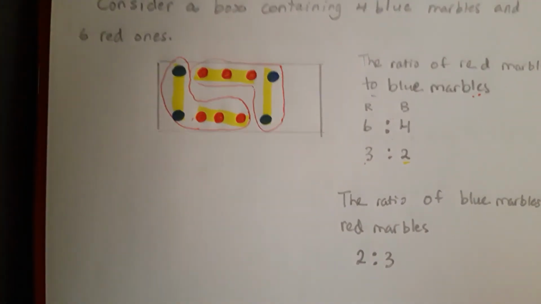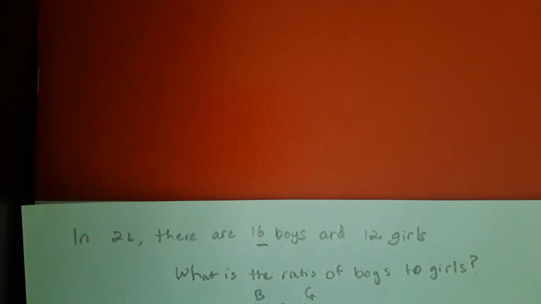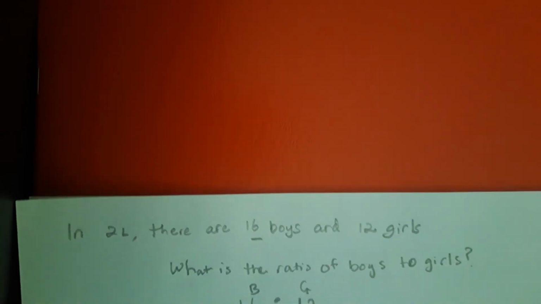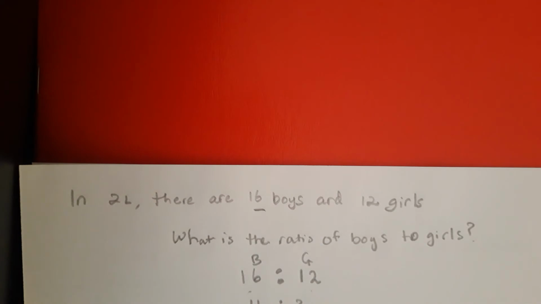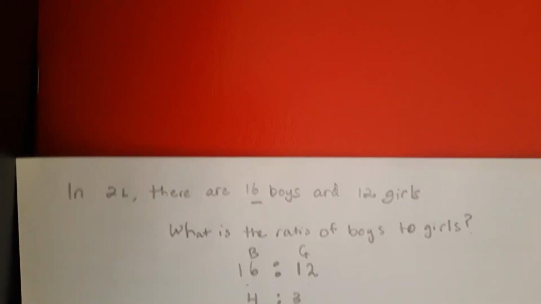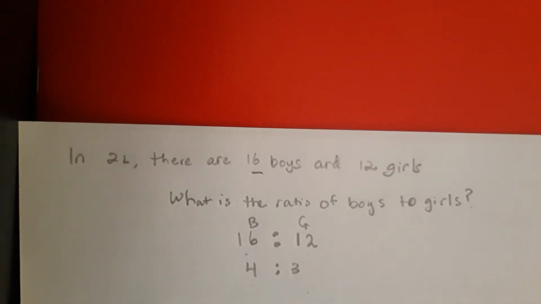Let's look at another example. In 2L, there are 16 boys and 12 girls. What is the ratio of boys to girls? So we write the number of boys first, followed by the number of girls. That's 16:12. And once again, we have a ratio that can be reduced. 4 could go into 16, 4 could go into 12, giving us our final ratio of 4:3. So for every 4 boys present in 2L, there are 3 girls.